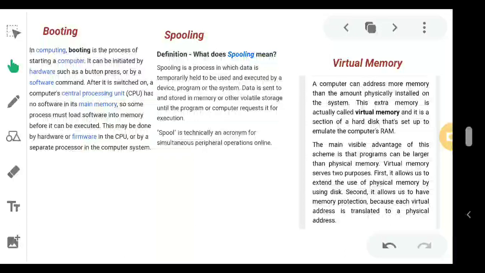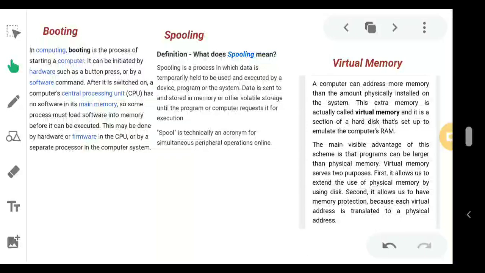Today we will learn about three topics that are the most crucial and most important from this chapter. It is related to the operating system, so it is very important. The topics are booting, spooling and virtual memory.